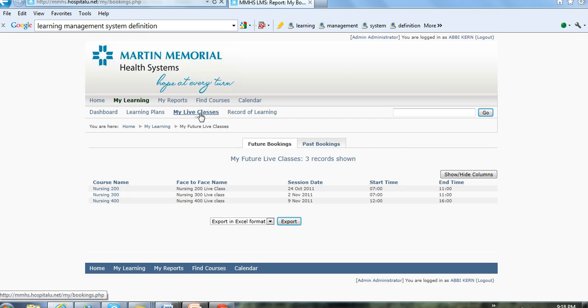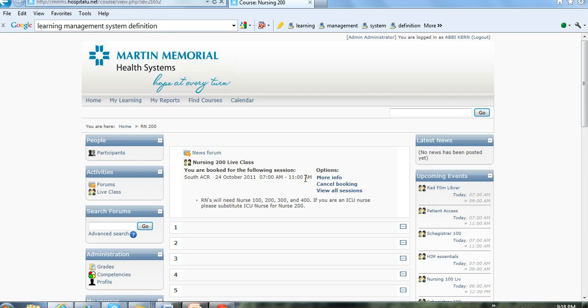If she has to go to a live class, these are some of the live classes that she's signed up for, or that she's going to attend: Nursing 200, Nursing 300. She could sign up. When she goes to the class, she scans her badge with a badge scanner, and it automatically picks up the badge and imports that into the LMS.